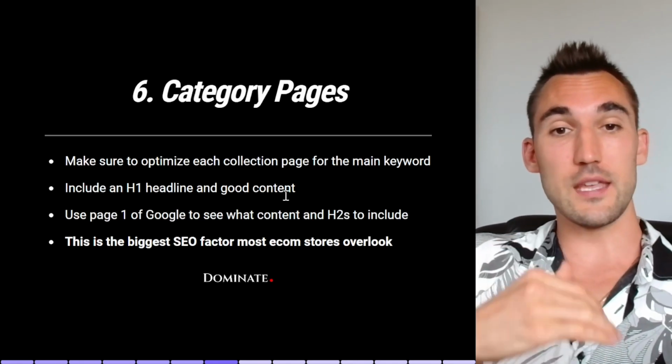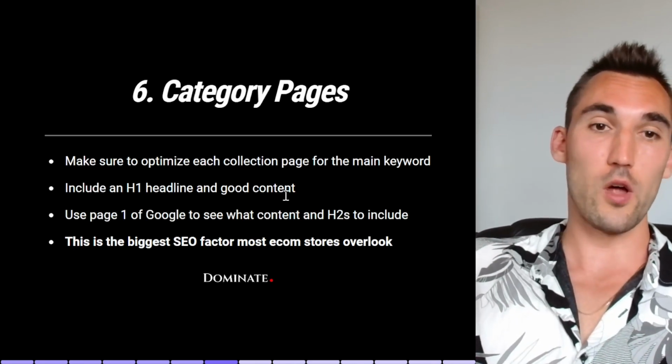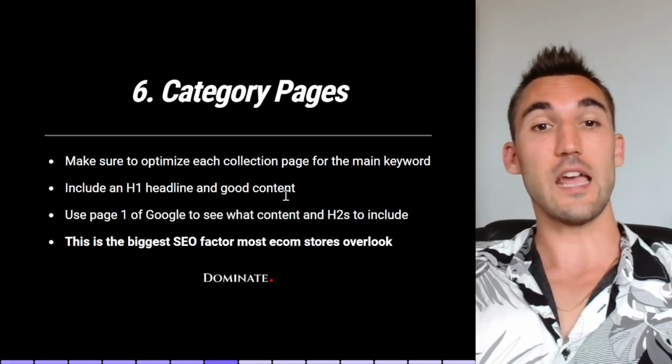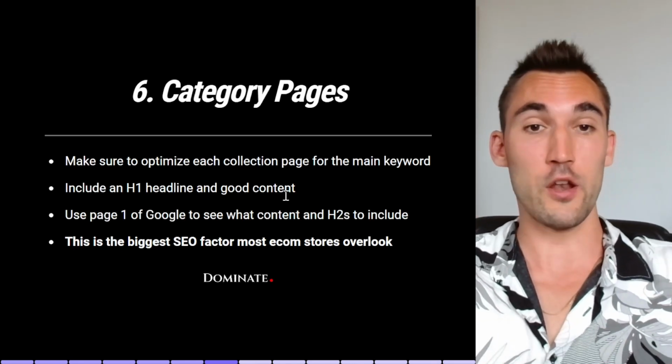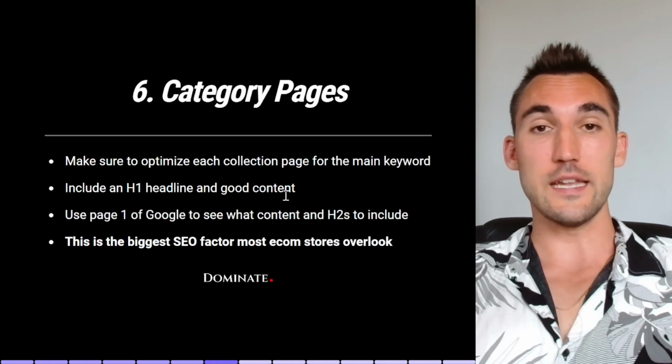You need to make sure that the collection or category page is actually optimized for the main keyword you want it to rank for. You also need to make sure that it has an H1 headline and good content on every collection page. You want to use page 1 of Google to figure out what content and H2s to include.